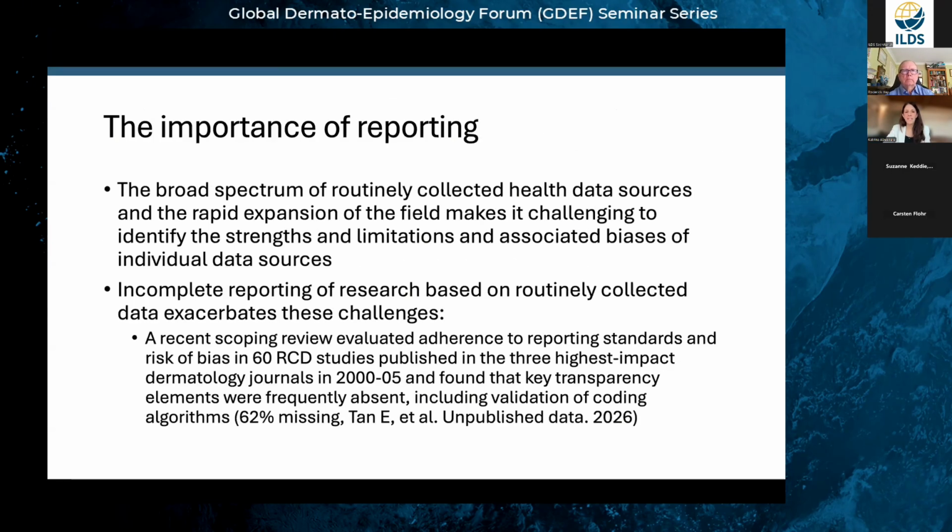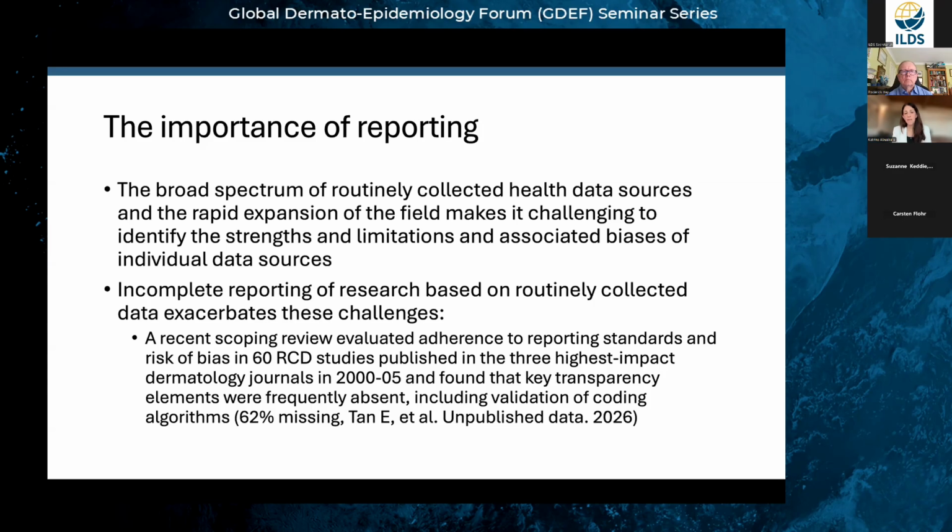So this emphasizes the importance of reporting. There's a broad spectrum and rapidly expanding set of routinely collected data sources, and it makes it challenging to identify the strengths and limitations and biases of each of these. So therefore, the way that we report our studies is very important. However, at least partially due to the trend for medical journals to publish things in shorter form as research letters, things are very poorly reported. But even in full publications, we see a lot of lacking data that allows the reader to assess how the database works and whether it may be appropriate for answering the question.